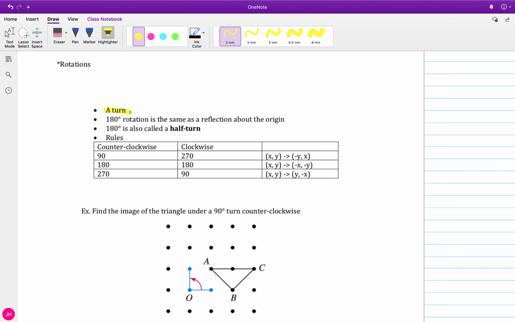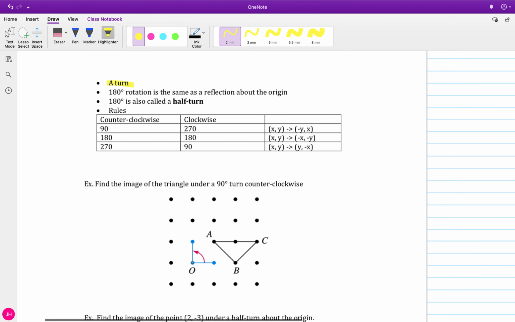Technically, there are lots of different ways we can turn. We're going to keep it pretty simplified here. Everything's going to be about the origin. We're not going to be turning about any other point on the graph. And we're only going to turn in really standard terms. So 90 degrees, and 90 degrees is a quarter turn.